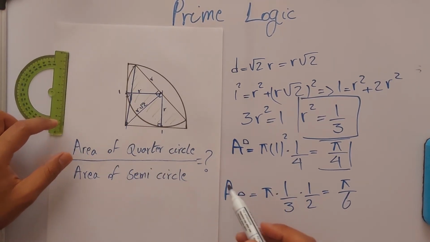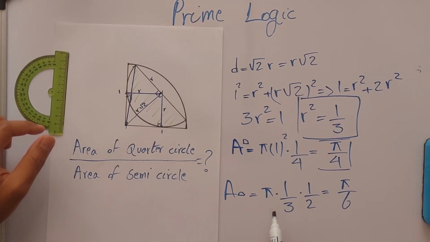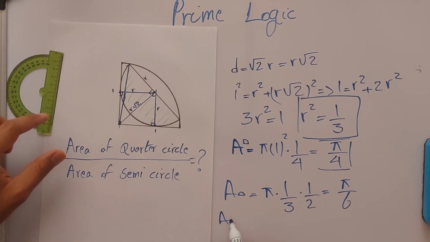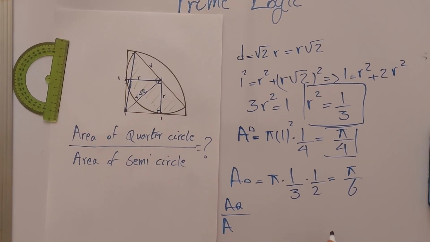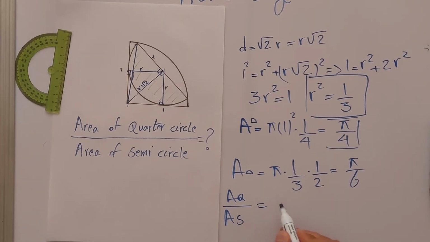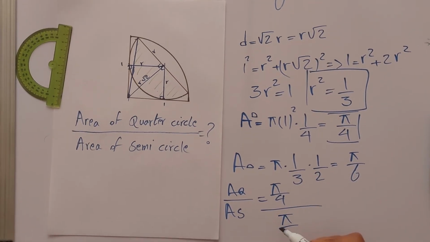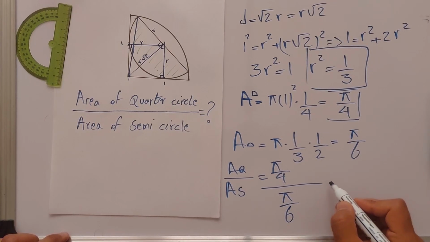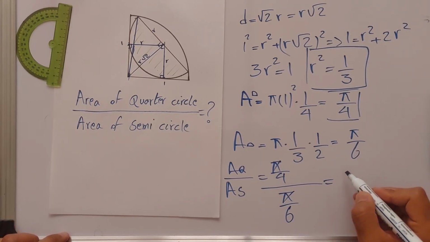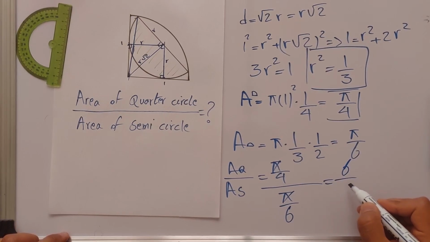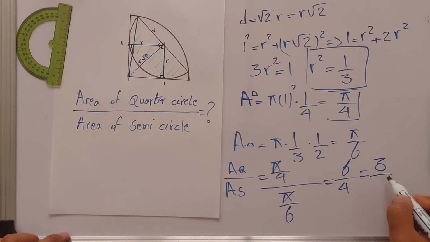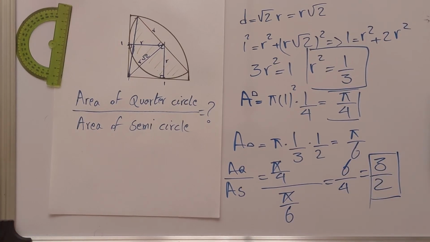So what is the area of the quarter circle over the area of the semicircle? The quarter circle is just pi over 4, and the whole thing over pi over 6. We can cancel the pi's out and simplify the fraction, so that's 6 over 4, or in other words, 3 over 2. Let's put a box around it, and that's the final answer.